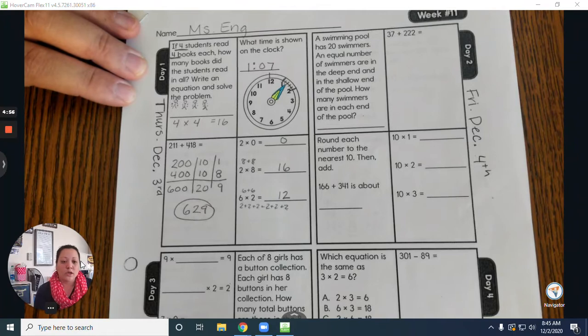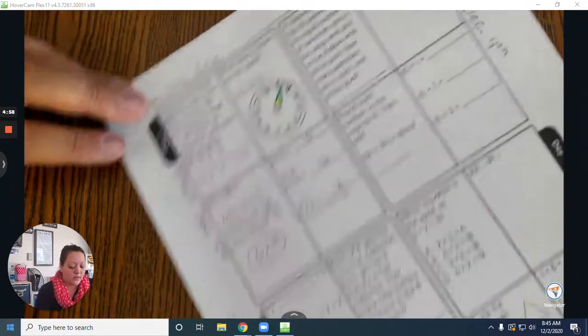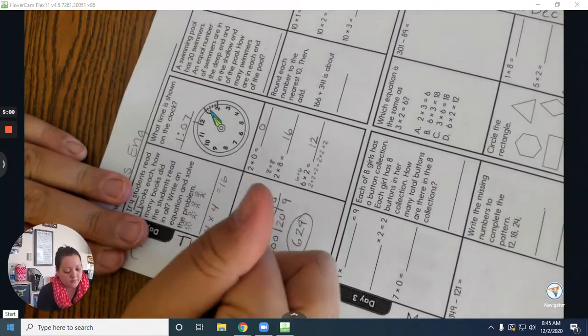The word of the day is going to be jolly.